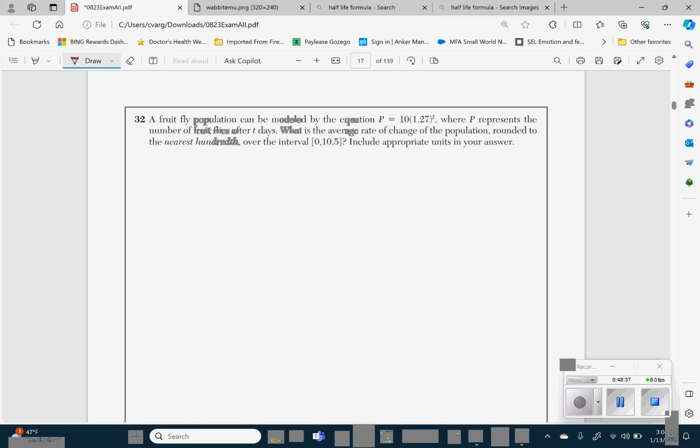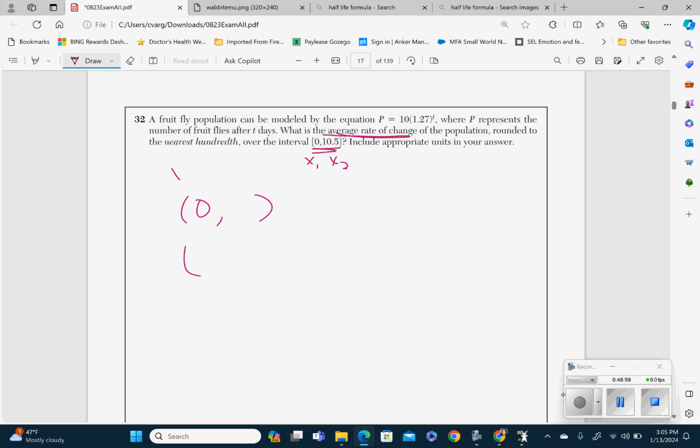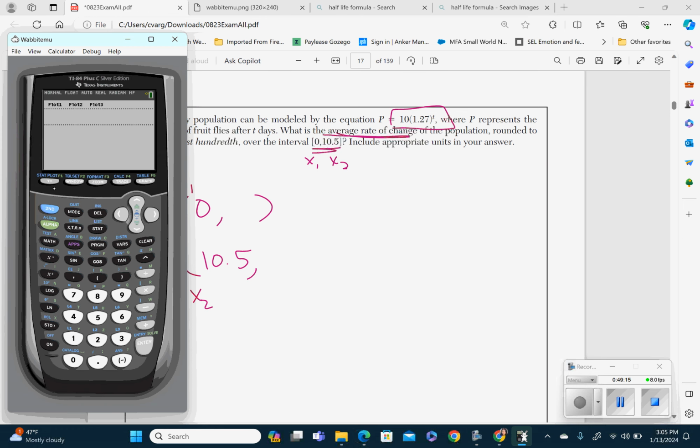Question 32. Average rate of change, unit 1, lesson 1. Everyone should get this right. Okay, so what we're doing is we have over this interval, so here's our x1, x2. If I were to rewrite it as a coordinate, here's my x1, 0, and this is my x2, which is 10.5. How do I find my y1 and my y2, right? Plug it into this function right here. So I go to my calculator, go to y equals, let's clear what's there.